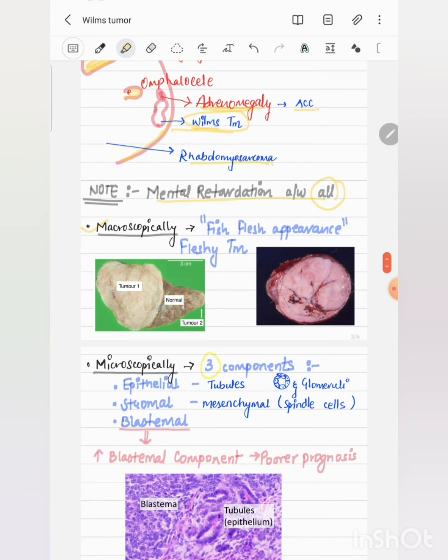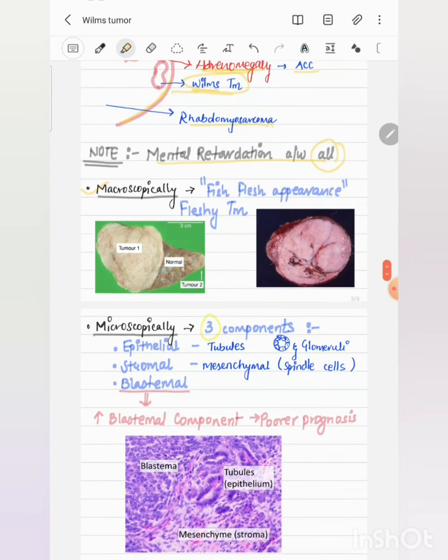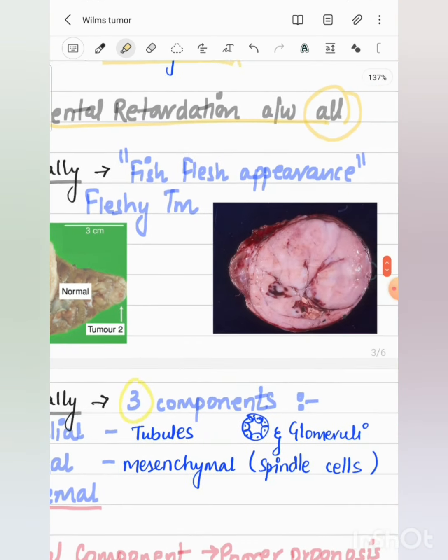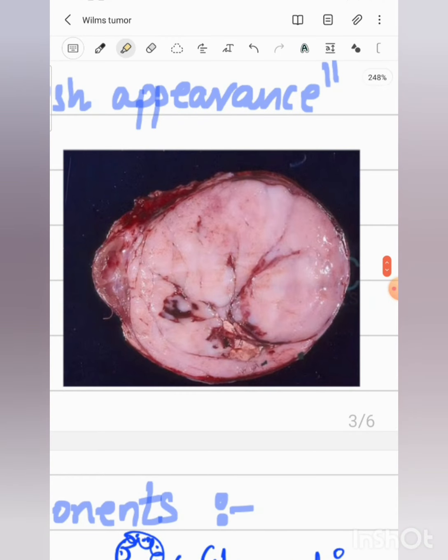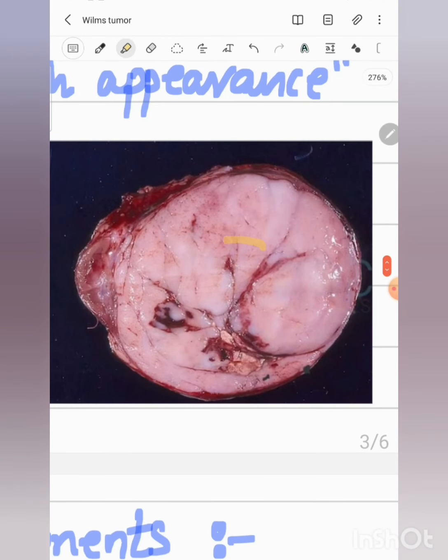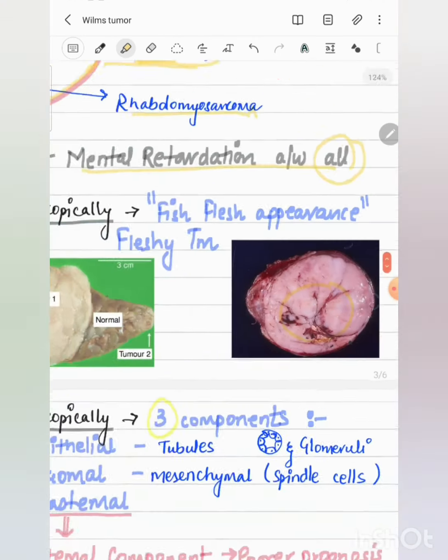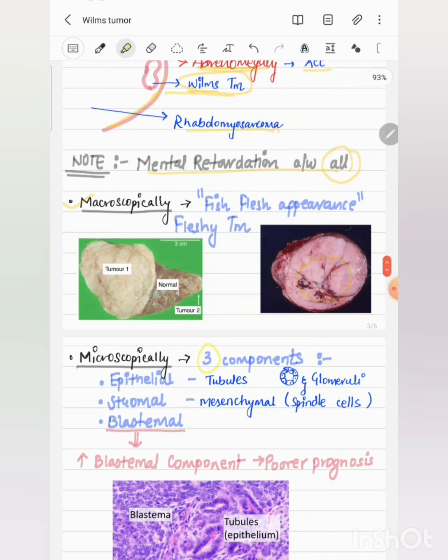Macroscopically, if you look at the Wilms tumor specimen, you will find it to be a very fleshy tumor. As you can see here in this diagram, this is a very fleshy tumor. It resembles fish flesh.